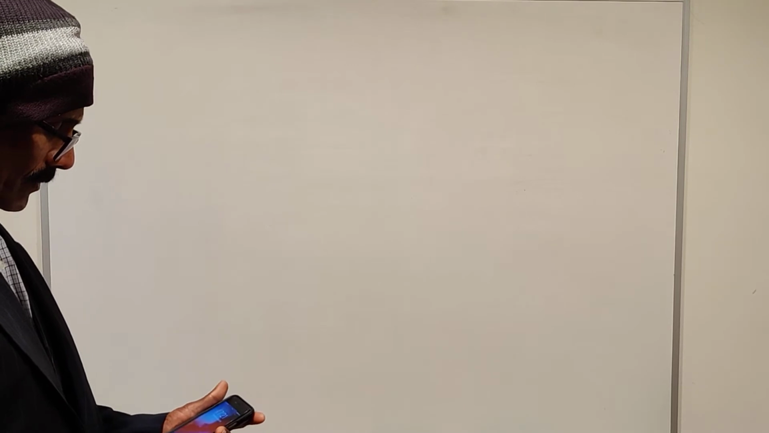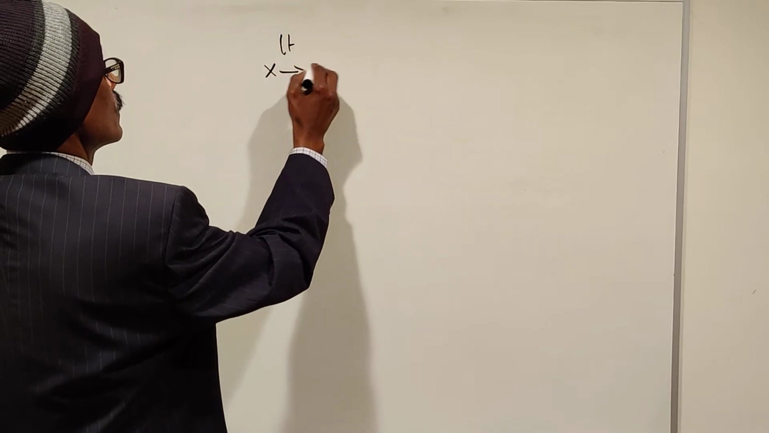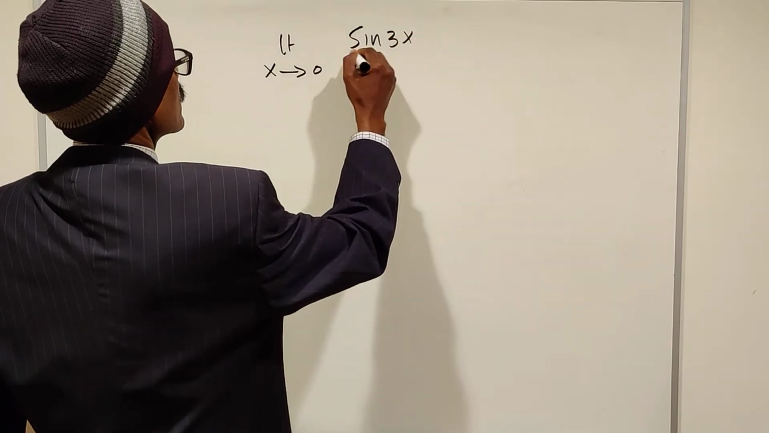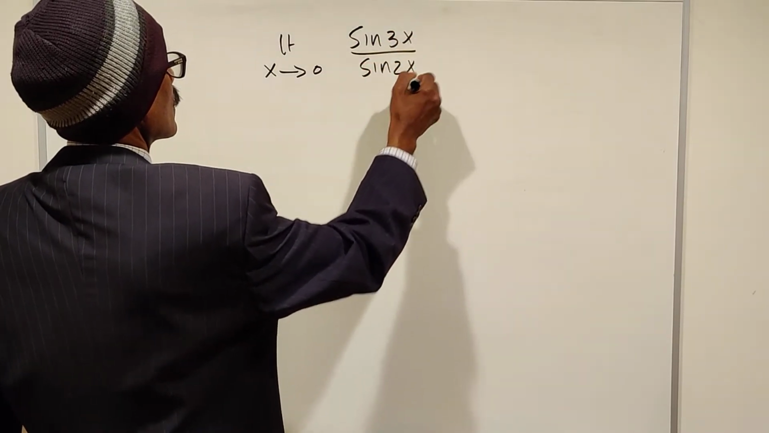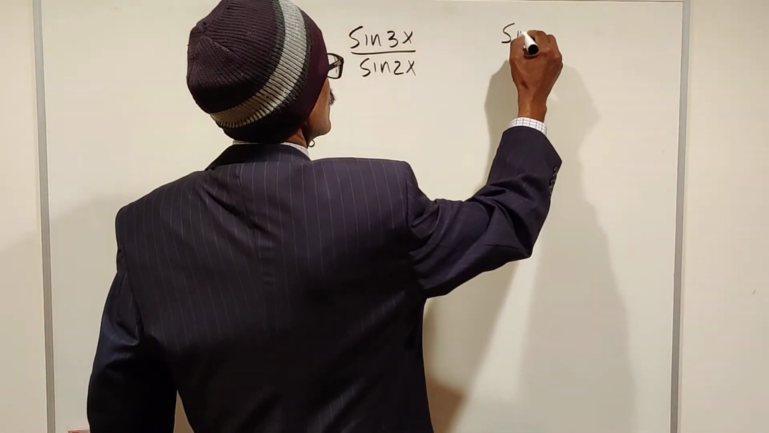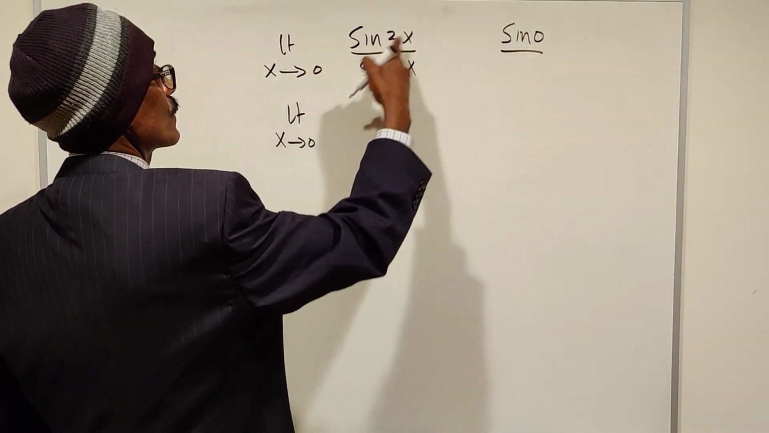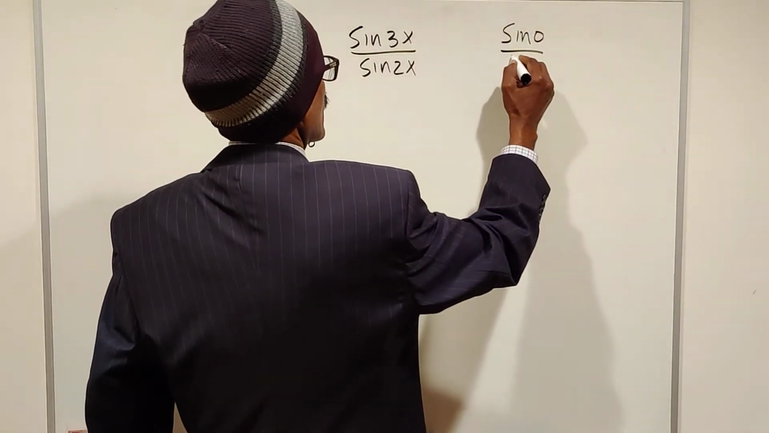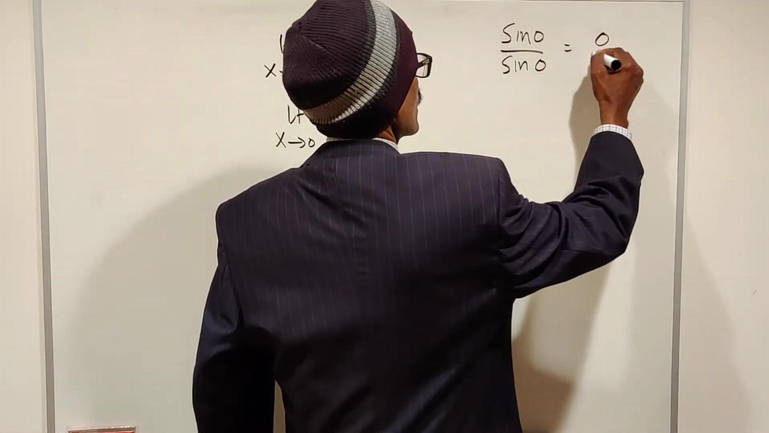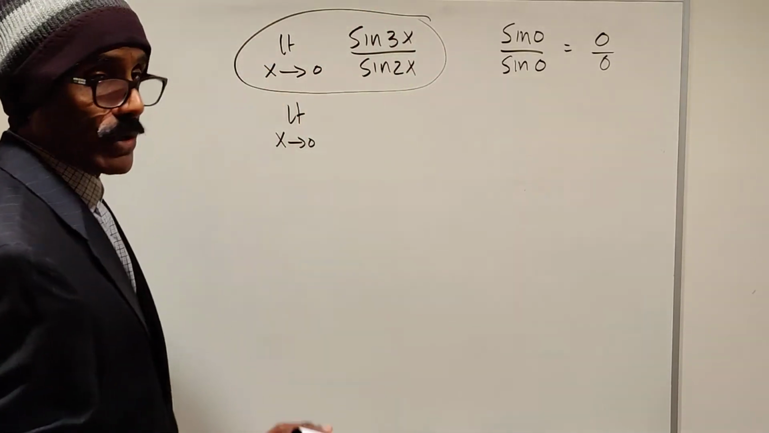Next one. Limit x tends to 0, sine 3x by sine 2x. So just substitute the value: sine 0 by sine 0. When you substitute x is equal to 0, 3 into 0 is 0, and sine 2 into 0 is also 0. Sine 0 is 0. It is 0 by 0 form. So there is a limit value for this function, and we are going to find out the limit value.